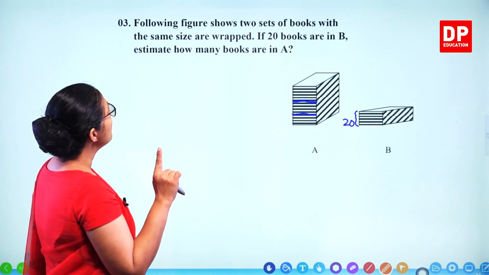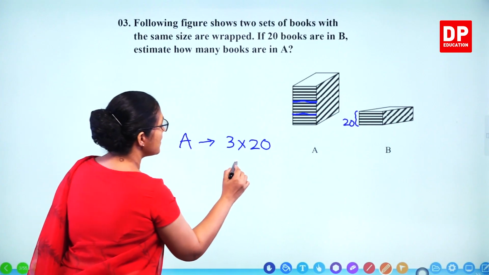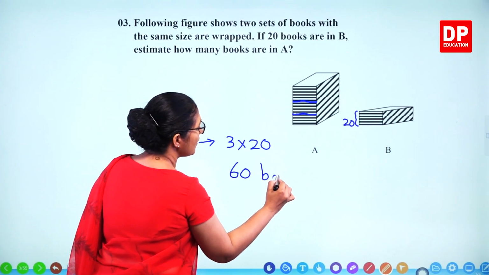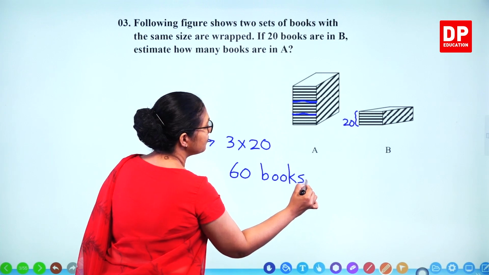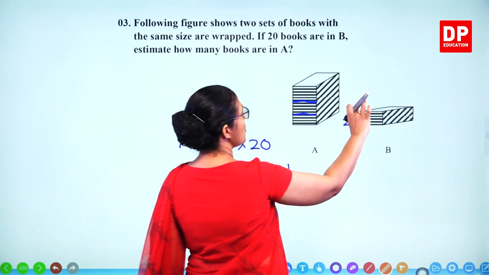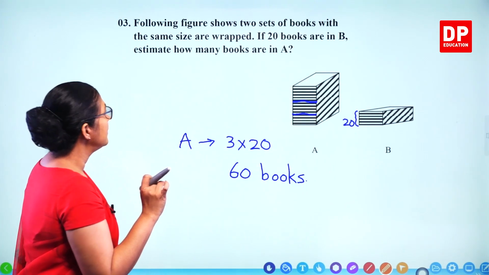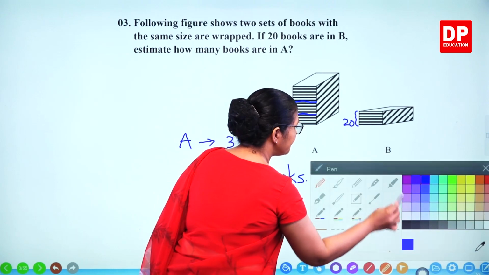So how many books in A? 3 times 20. 3 groups are like that. So 60 books. This is an estimate. By looking at eye level, we can say this much is 20. So how many parts are there? 3 parts are like that. So 2 marks.